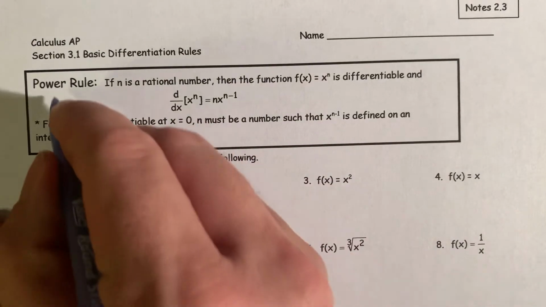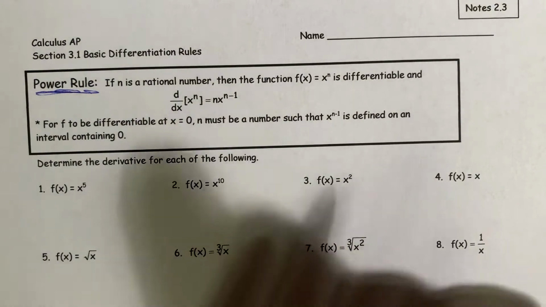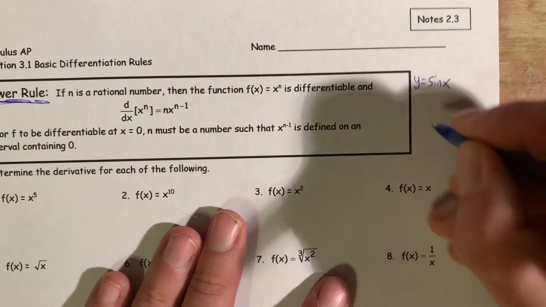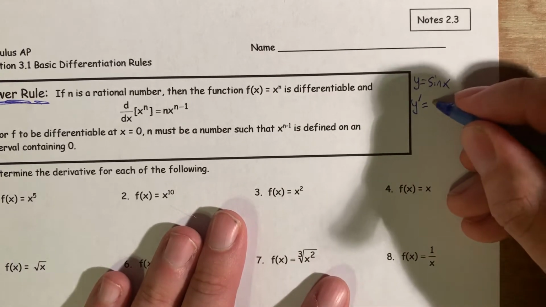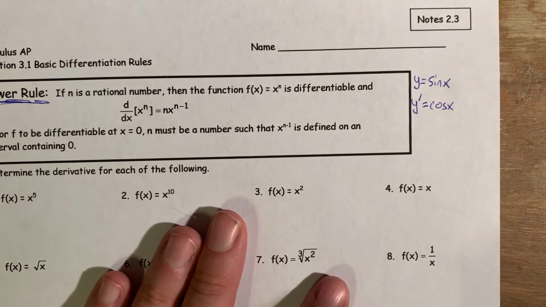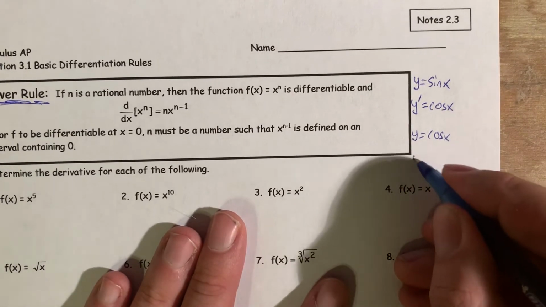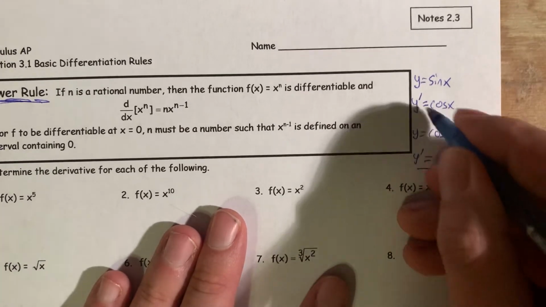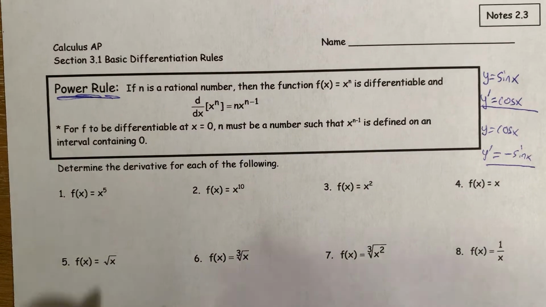So here is the power rule. It's our first rule for finding derivatives. Honestly, it's not our first rule. We already found that if y equals sine of x, you should know that the derivative, y prime, is cosine of x. And we found that if y was cosine of x, then y prime was negative sine of x. So these we should know. But here is our first general rule.